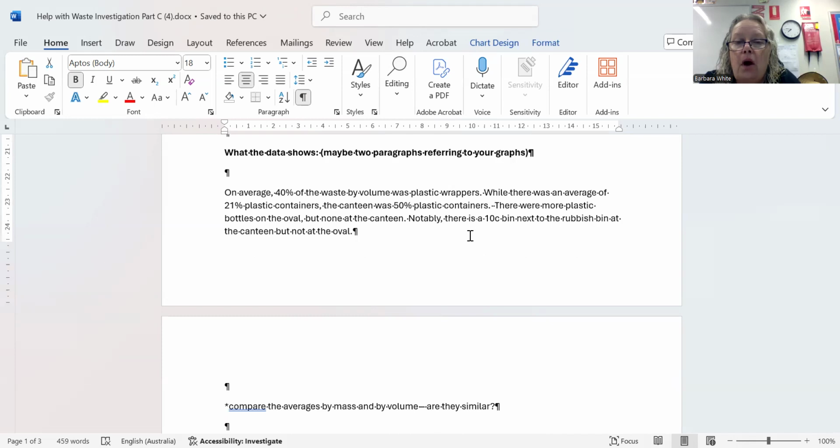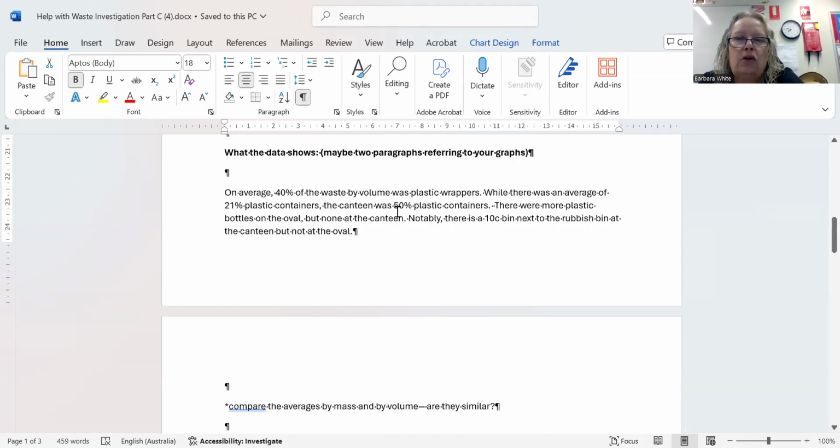I also wrote down here that there were none of the 10-cent drink containers in the canteen. There was a 10-cent bin right next to that. There were plenty of them in the Oval where there's no 10-cent bin. So that tells me that if we put a 10-cent bin on the Oval, we might collect some of those containers and keep them out of the rubbish.